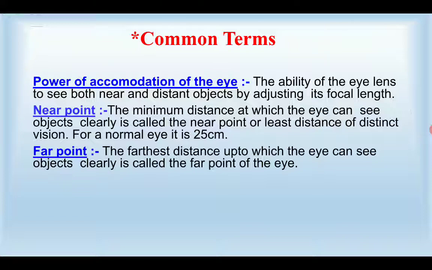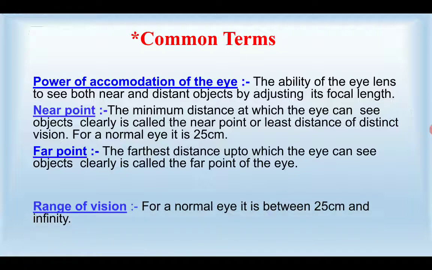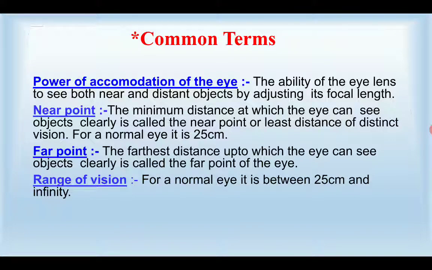After these definitions of the near point and far point, next is the range of vision, and this range of vision is basically the total distance up to which a person can see objects clearly. So the range of vision is the range from the near point to the far point. That is, for a normal eye, the range of vision lies between 25 centimeter and infinity.